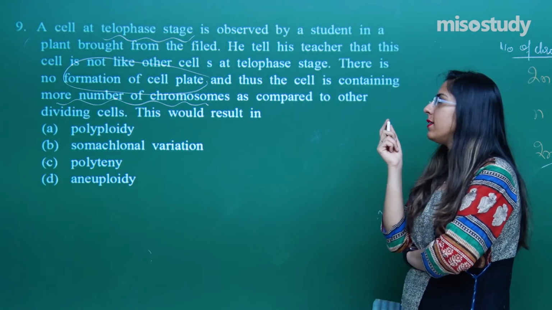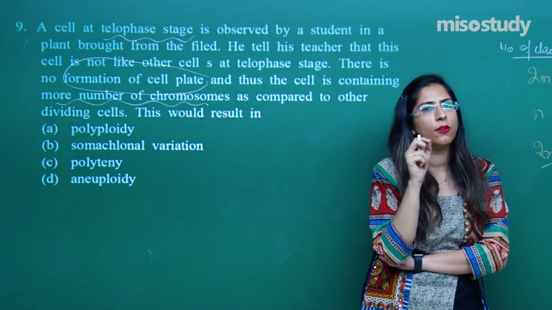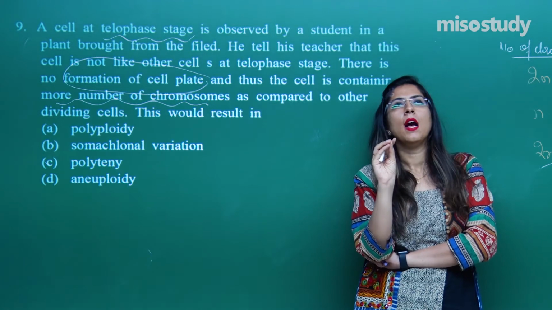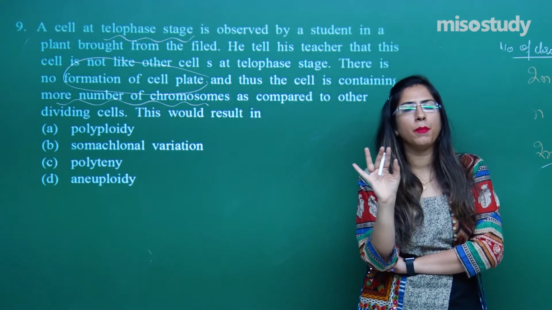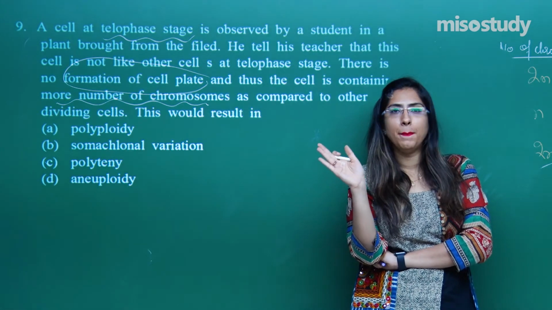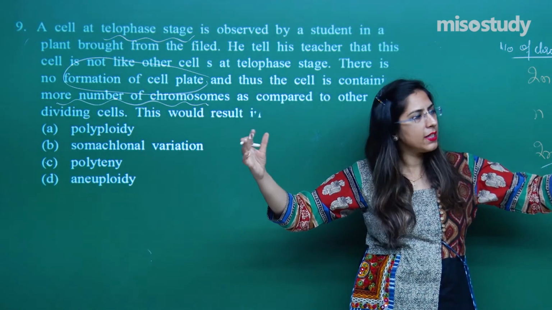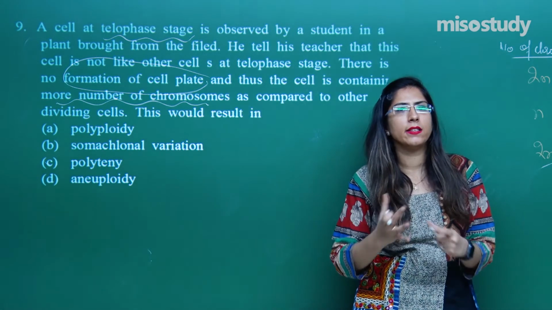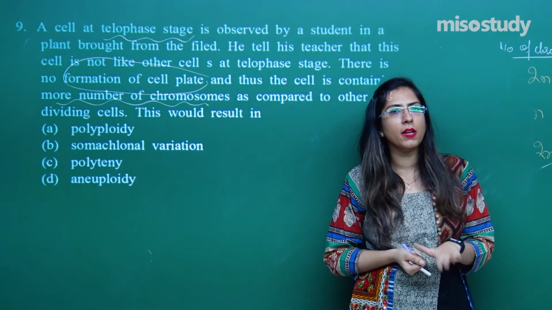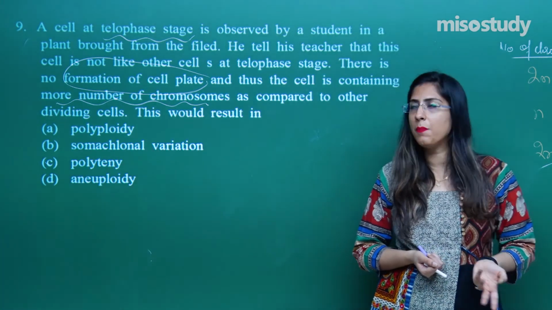As compared to the other dividing cells, what would this result in? Now listen to this very carefully. The cell is undergoing G1 phase, S phase, M phase. In the M phase, karyokinesis is happening, but cytokinesis is not happening. That means the chromosome number is increasing, but there is no separation of the chromosomes into distinct cells. So these chromosomes will accumulate, and there will be an increase in the number of chromosomes. Instead of having one pair, they will have more than one pair: two pairs, three pairs, four pairs, five pairs, six pairs, etc.